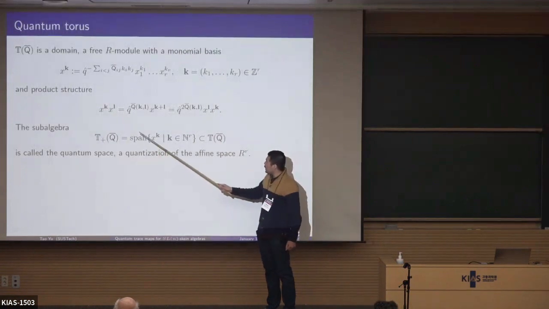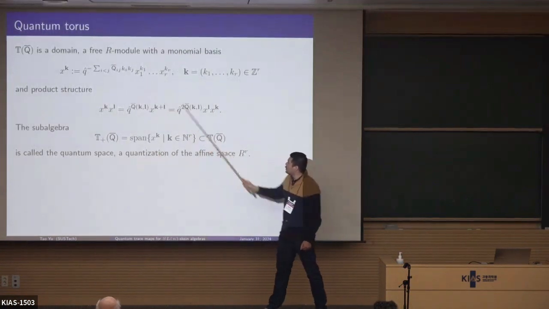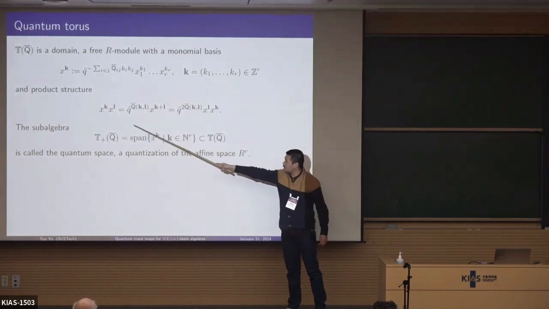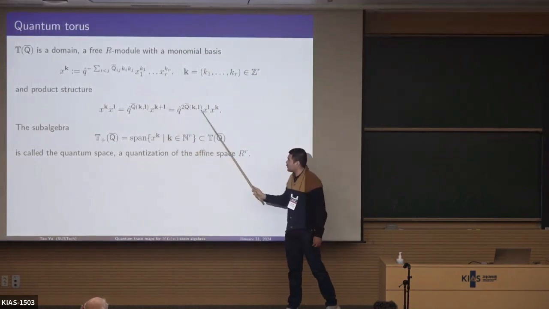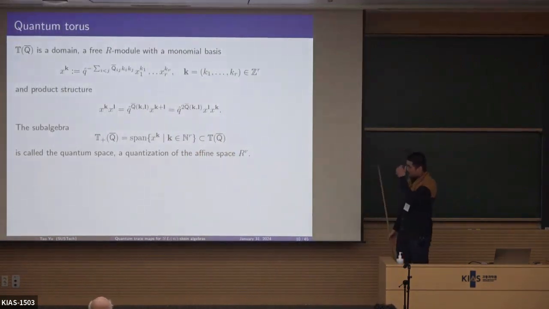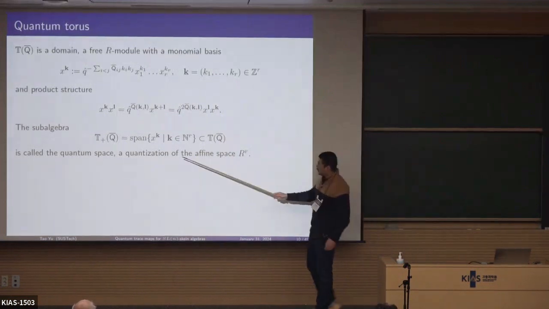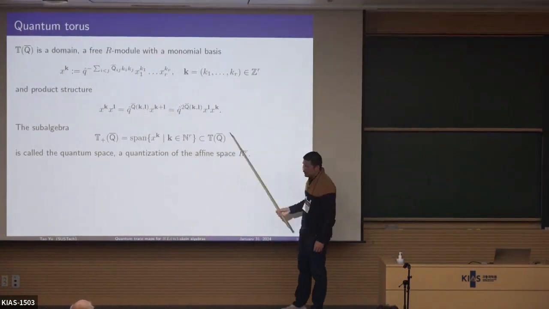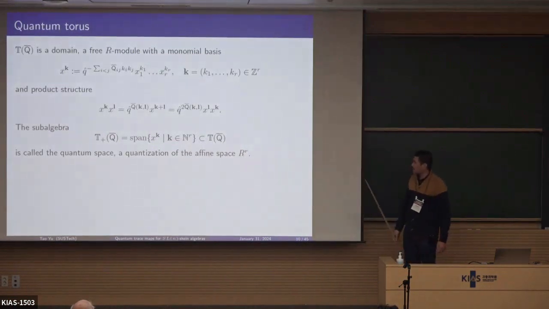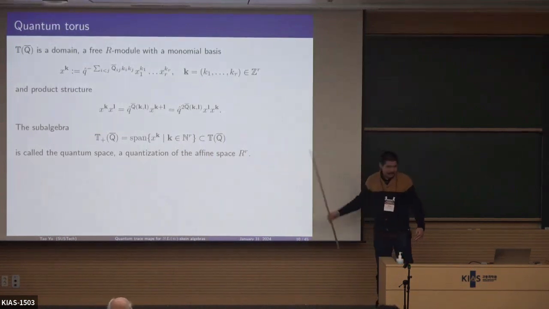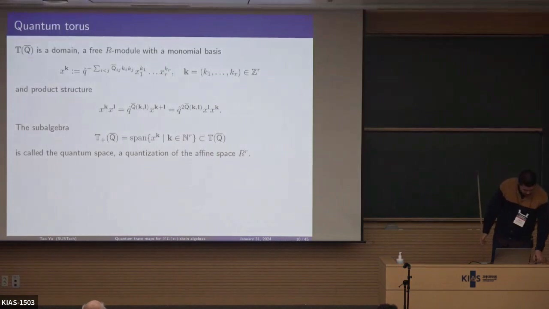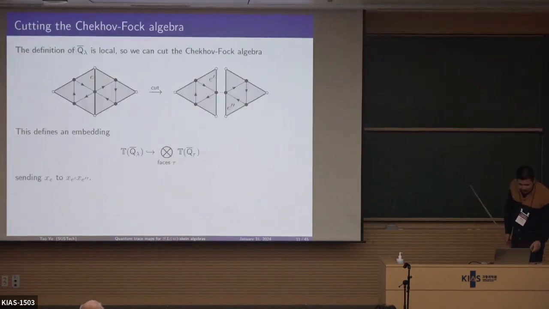And if we define a normalization of monomials, instead of simply adding this, we have these extra factors when we take the product. And there's this subspace where we only take monomials with non-negative exponents. We're calling this quantum space, short for quantum affine space, because it's a quantization of the affine one, not the quantum torus anymore. And this will show up somewhere in our construction.